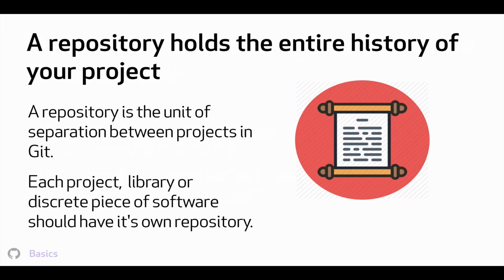So let's move to repositories. You may have heard this term before. It's often shortened to repo. And I have a scroll here because a repository holds the entire history of your project. It is the unit of separation between projects in Git. Each of your projects, libraries, or discrete pieces of software should have its own repository. For teachers, I recommend using one repository per assignment or unit.